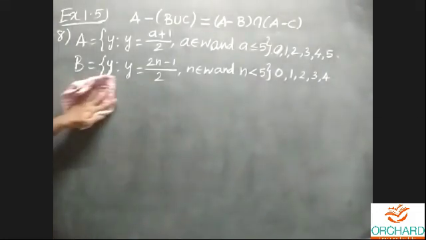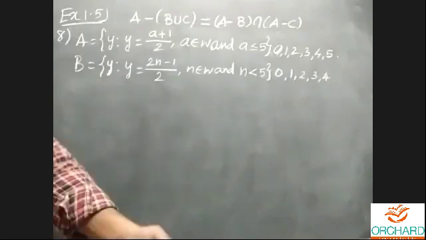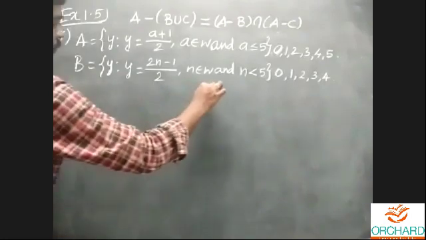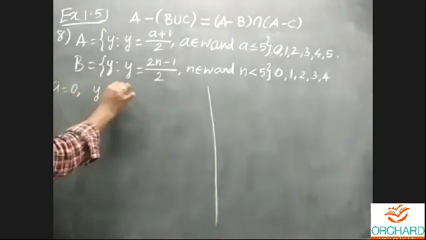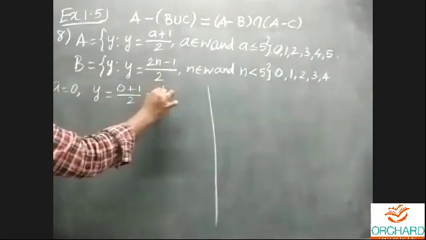Okay, fine. Listen carefully. I made a calculation to identify the answers. Then A is equal to 0. Here the Y value is equal to (0 plus 1) by 2, that is nothing but 1 by 2.